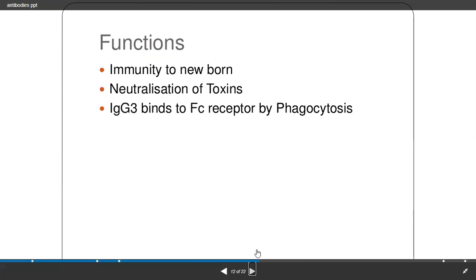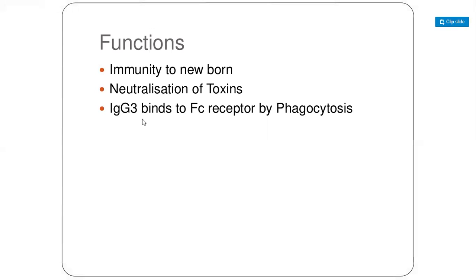Now, what are the functions of IgG? It is an immunoglobulin which provides immunity to the newborn baby. It is used for the neutralization of toxins. IgG binds to the Fc receptor for phagocytosis. Before completing IgG, I must say that IgG is also of four types: IgG1, IgG2, IgG3, and IgG4. On the basis of the requirement, different IgG will be present.